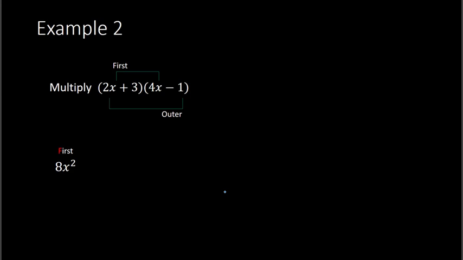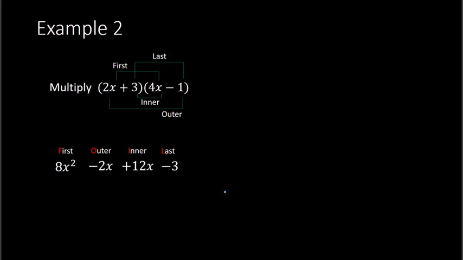We'll do one more example where here we have 2x plus 3 times 4x minus 1. So the objective is to do this in your head, but I'm going to walk you through the thought process that you need in order to do this in your head. So we do the first terms first. So we do 2x times 4x, and that gives me 8x squared. Then we do the outer, so 2x times negative 1, that gives me negative 2x. And then we do the inner, 3 times 4x is 12x. And then the last, we do 3 times negative 1, which is negative 3.